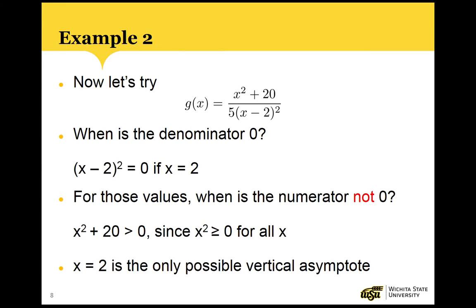For another example, let's try g of x equals x squared plus 20 divided by 5 times the quantity x minus 2 squared. When is the denominator of this function equal to 0? By looking at x minus 2 squared, we see that this is 0 only when x equals 2.